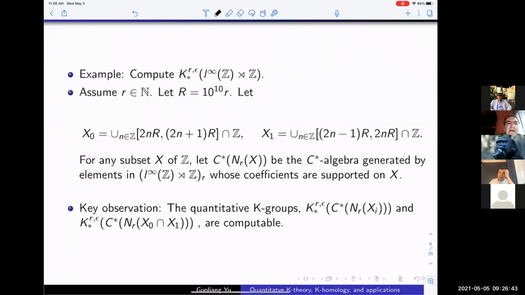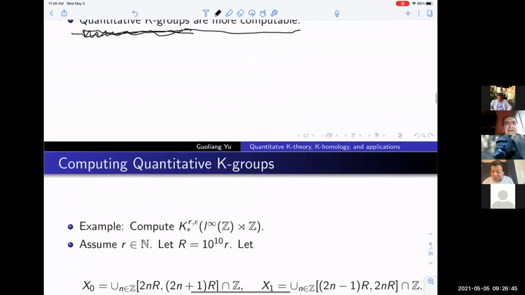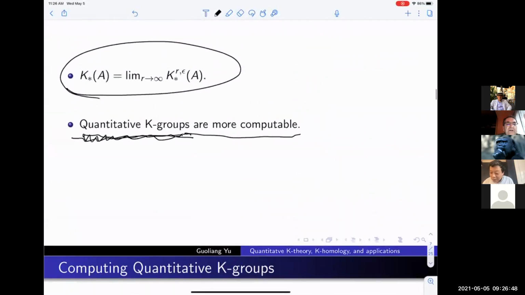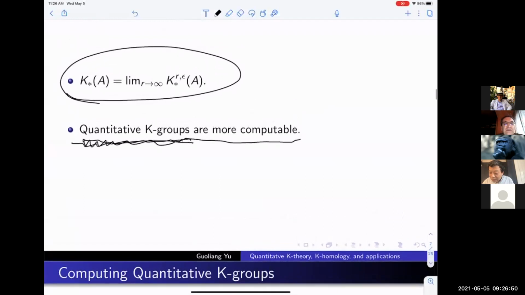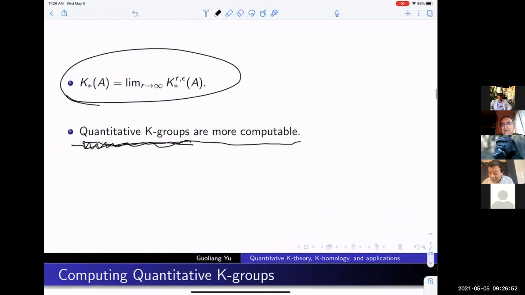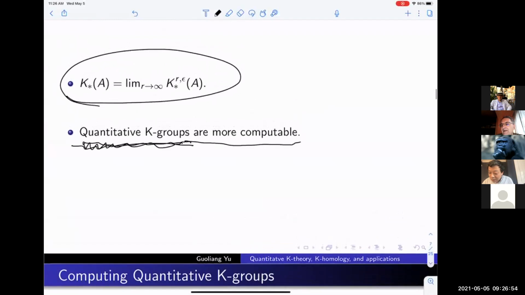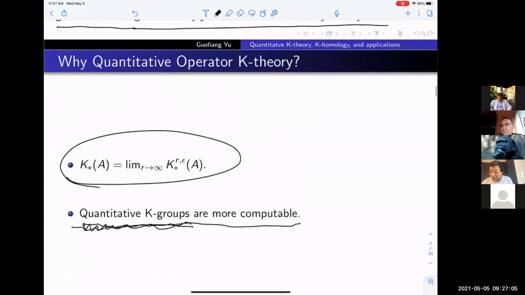Sorry, Guoliang, may I ask you a very simple question? Yes. I'm looking at this limit. You take it with R going to infinity and you disregard the epsilon because you have this theorem that any self-adjoint element sufficiently close to a projection can be given a projection which can represent the K0 class, right? Yeah, that's a good point.